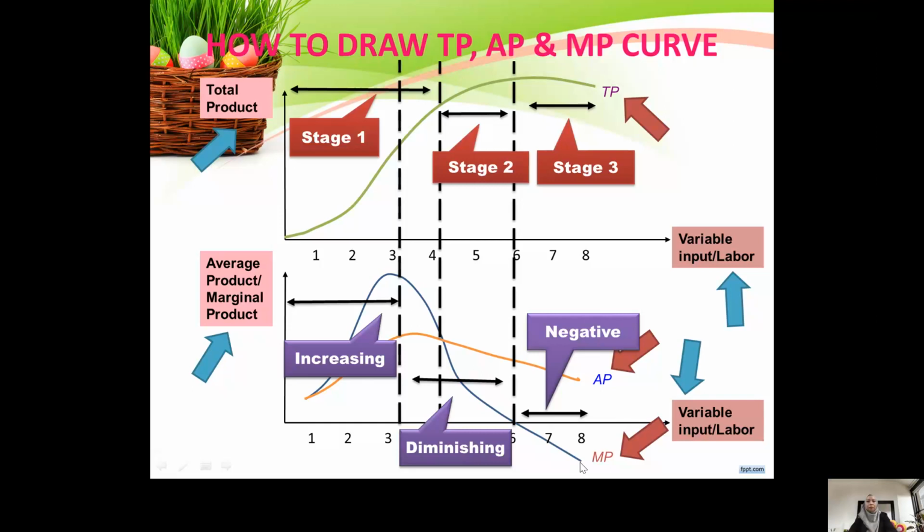Okay, this is simple. That is how to draw the total product, average product, and marginal product curves from the table, converting the table to draw the curves. So remember the step by step to draw the curve, and how to determine the stages and the increasing, diminishing, and negative returns. Hopefully this video will help you to draw the curves correctly.